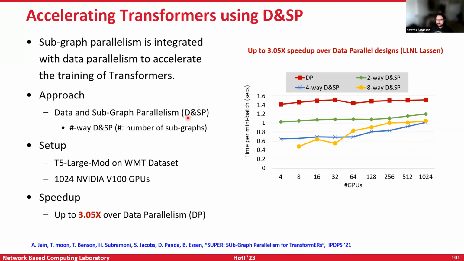And with this design, training the transformer model on 1024 NVIDIA V100 GPUs gave 3.05x speed up over vanilla data parallelism. So even if the model fits on the one GPU, this is still better to distribute the workload like this, because you'll have more parallelism.